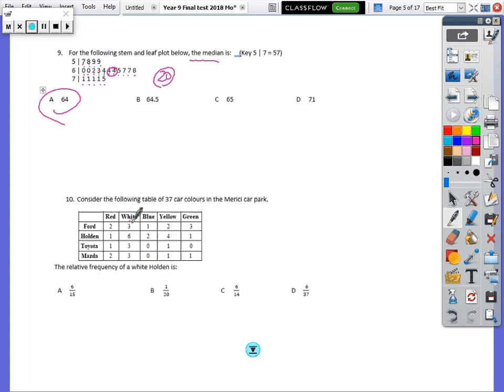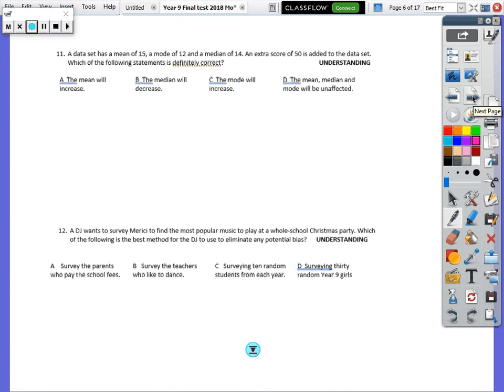Okay, relative frequency of a white Holden. White Holden is 6, and there's 37 cars. So it's going to be 6 out of 37. Okay, so you've got a mean, a mode, and a median, and which one is definitely correct? If you add an extra score of 50, the only thing that is definitely correct is that the mean will increase. The median could be the same, you don't know how many numbers are in the set. The mode could be the same.